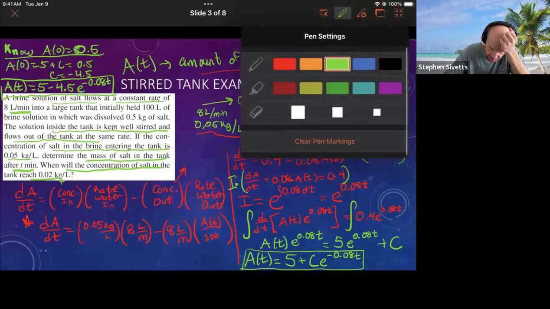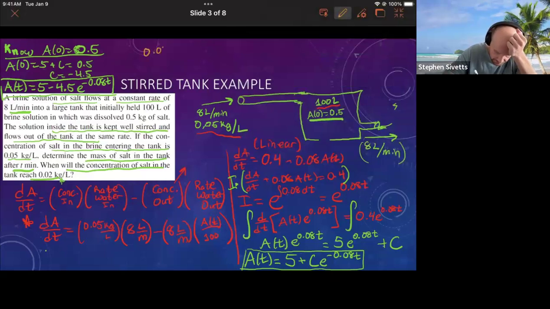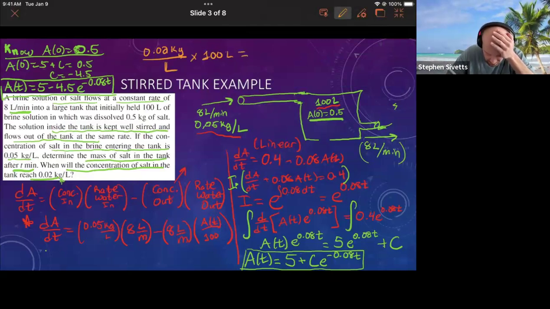So since A of T is the amount of the salt in the tank, all we have to do is take 0.02 kilograms per liter and multiply it by the volume, and you'll get the amount of the salt in the tank at that time. So in this case, it's 2 kilograms.